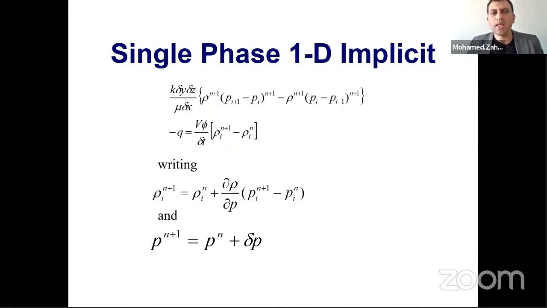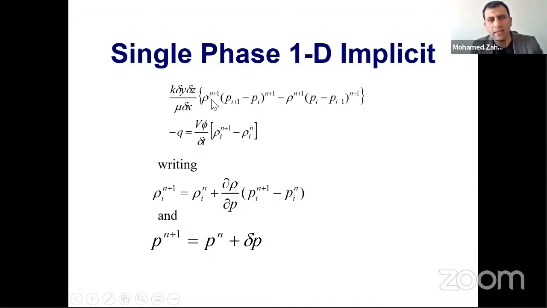Anyway, if you calculate the density, viscosity, or any other fluid properties at the next time step pressure, we call it implicit. That's why you can see here the density calculated at n+1, which is the pressure which we try to calculate.